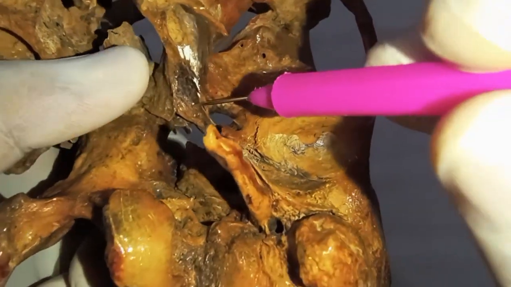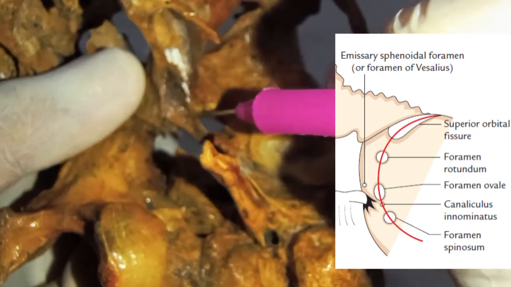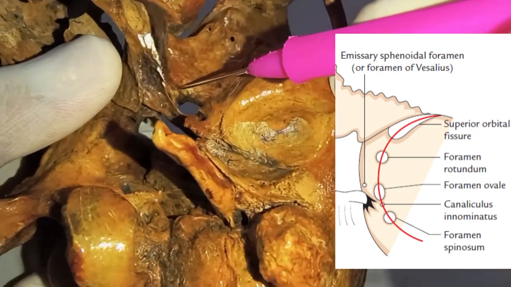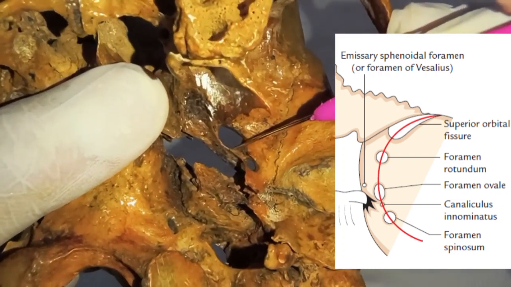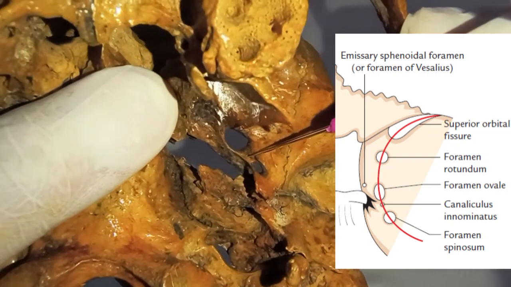Sometimes we can see a foramen between the scaphoid fossa and the foramen ovale. This is called foramen of Vesalius. Sometimes we can see another foramen present between these two foramina. This is called canaliculus innominatus.